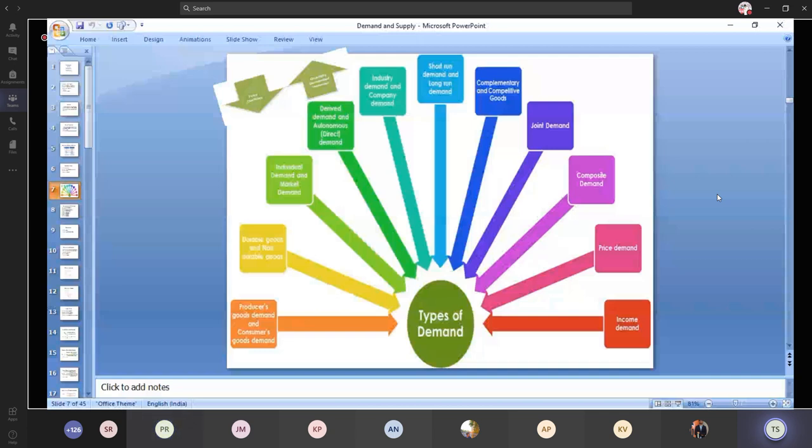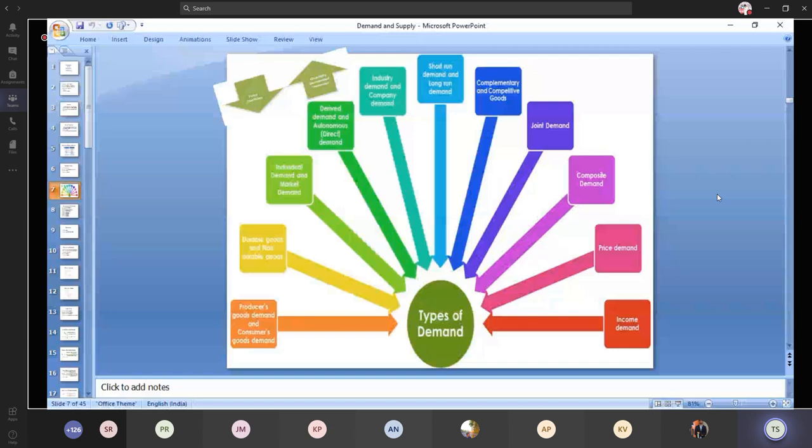Any example for perishable commodities, non-durable? Pens, pencils. Okay. And the commodities which have a long lifespan come under the durable commodities.